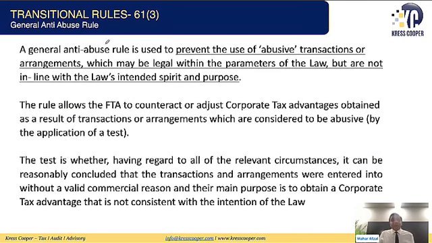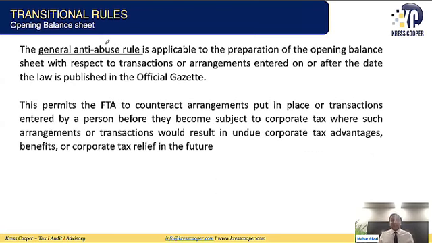So the anti-abuse rule, we know what the purpose is. Basically, they are saying that if there is no commercial sense, and any businessman or taxable person is trying to avoid the tax, then it will be considered anti-abuse. This will be abusive just to avoid the tax. The law is saying you cannot do this if there is no commercial sense for it. So this is the reason the general anti-abuse rule is applicable to the preparation of opening balances with respect to transactions or arrangements entered into on or after the date the law is published in the official gazette.